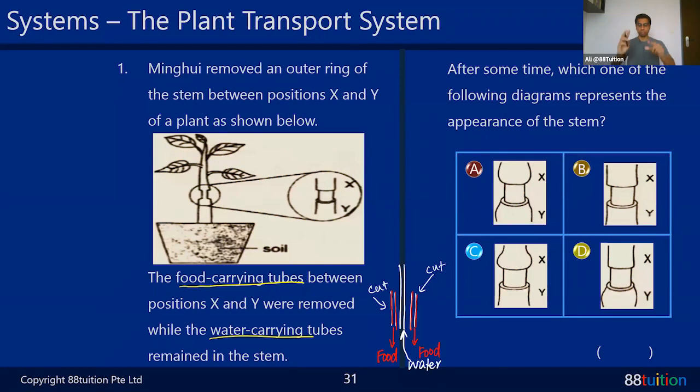Okay, let's look at all of you, eyes on the screen. I'm going to erase something. So can you see what I'm going to erase?